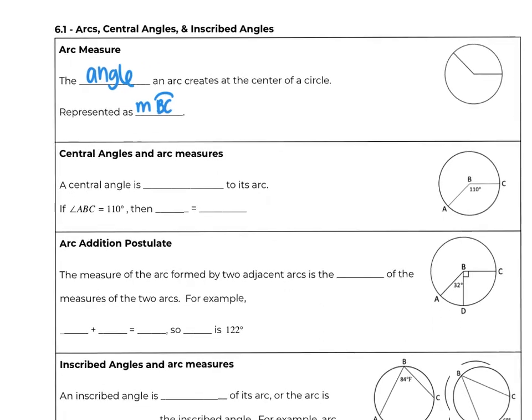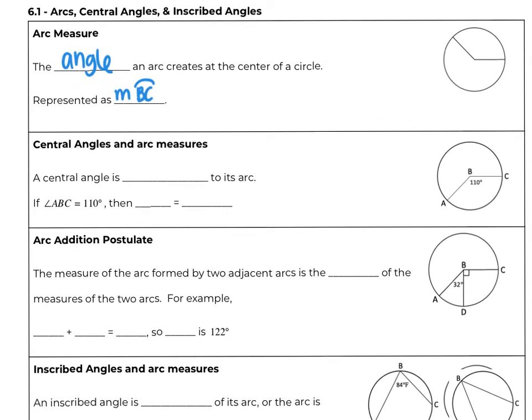This is the part you for sure have to get down today, so pay close attention. Central angles and arc measures. Central angles should be super easy. You should not miss them. A central angle is equal to its arc. So if I'm looking here, they give me angle ABC. Is that a central angle or an inscribed angle? Central. So what is the angle?